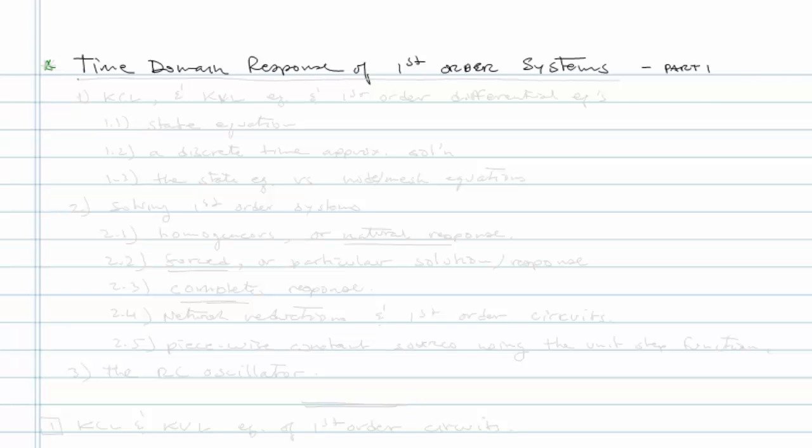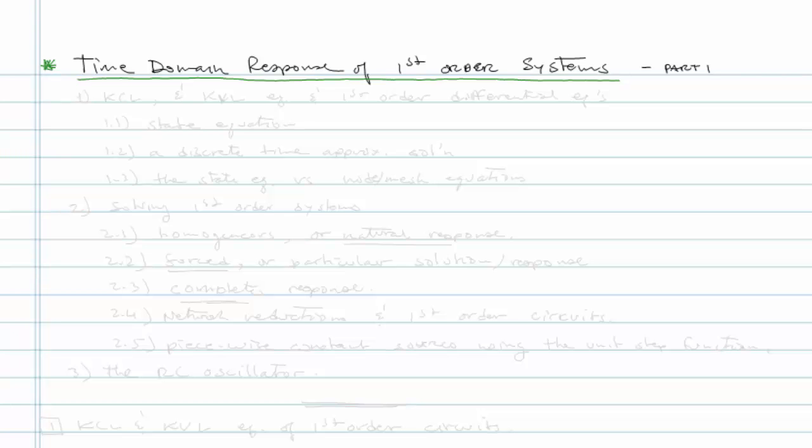This is the first lecture in a series of lectures covering the time domain response of first order systems. And we're going to begin, in this series we'll be looking at both circuits involving capacitors and inductors, and we'll be going back and forth between the two of them. And what we want to begin with initially is to look at a capacitive circuit.